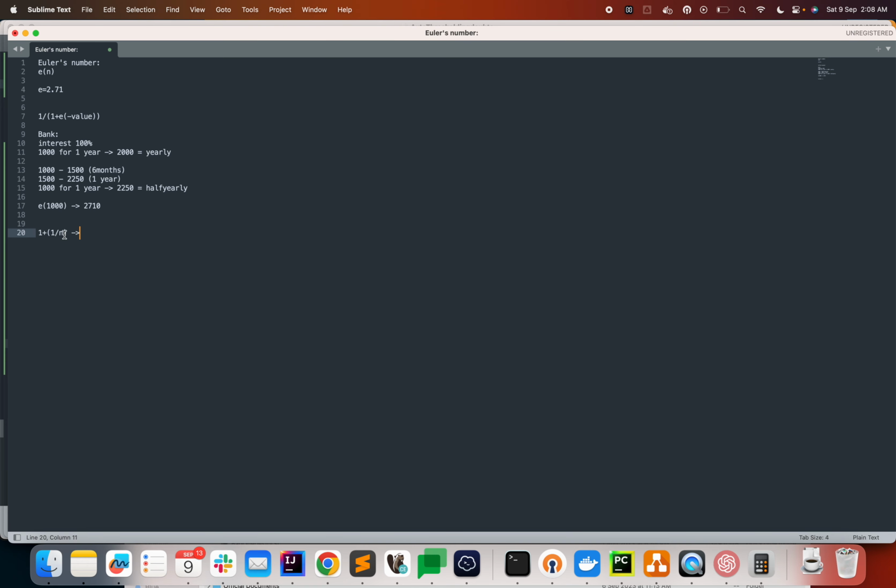If you just calculate this, 1 plus 1 by 1, for 1 year once, this formula becomes 2 into 2, which is just 2,000 for 1 year, right? If it becomes half year, this 1 becomes 0.5, because if it is half year it will be 2, right?